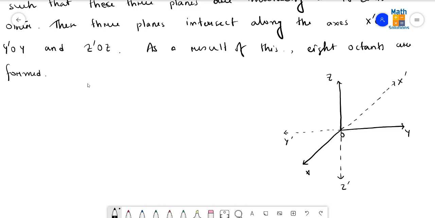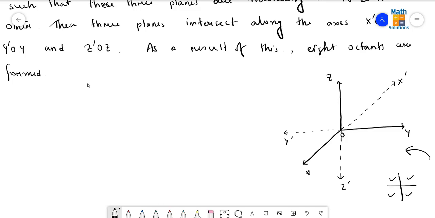As we get in case of two-dimensional geometry, there are 4 quadrants. When two axes intersect in a 2D plane, we shall be getting 4 quadrants. In case of three-dimensional geometry, these are named as octants. Now, how to consider the positive and negative senses of x, y, and z?